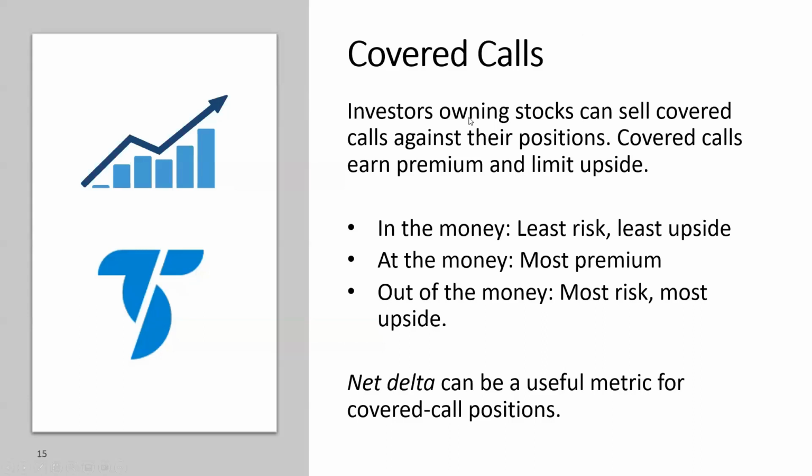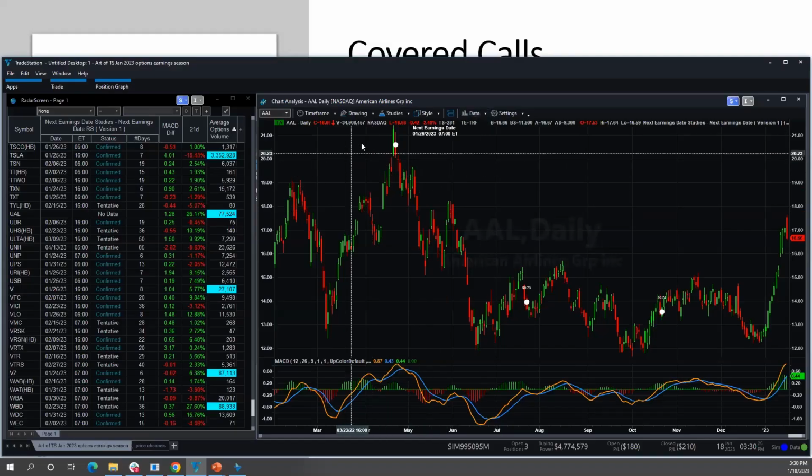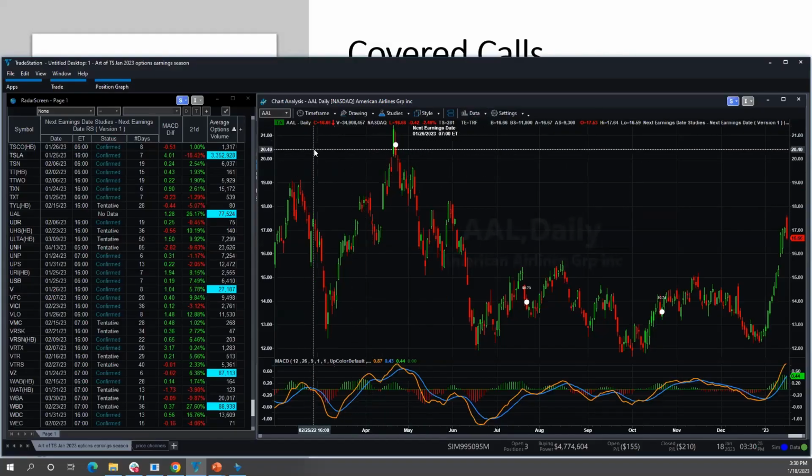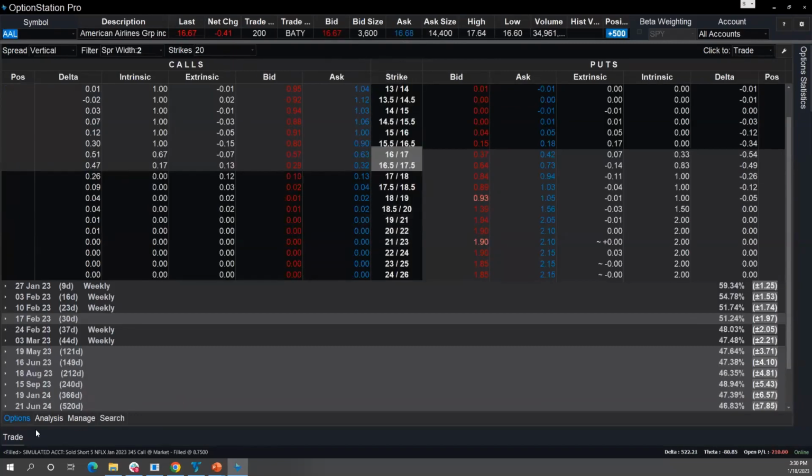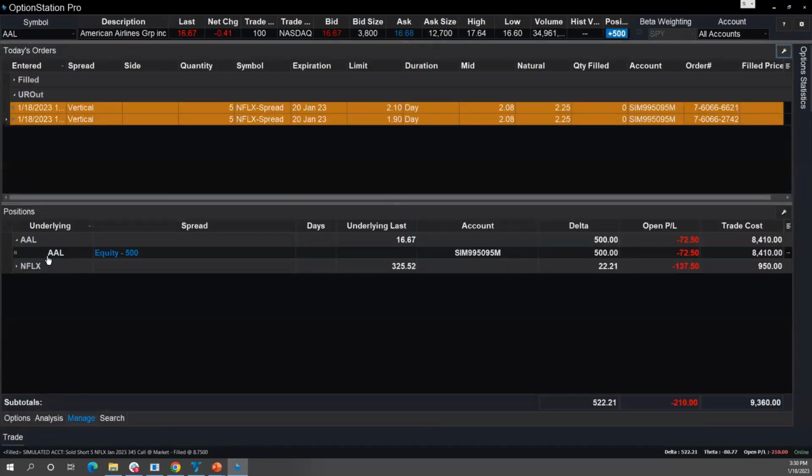So investors owning stocks can sell covered calls against their position. Covered calls bring in premium and limit upside. So basically, say for example, a person owned this stock, like AAL. Let's jump over here to AAL. You can see here that it shows me owning 500 shares. Now, this is all just hypothetical. I just entered this today. So imagine I had bought it when it was a lot lower and I'm sitting on a big profit.